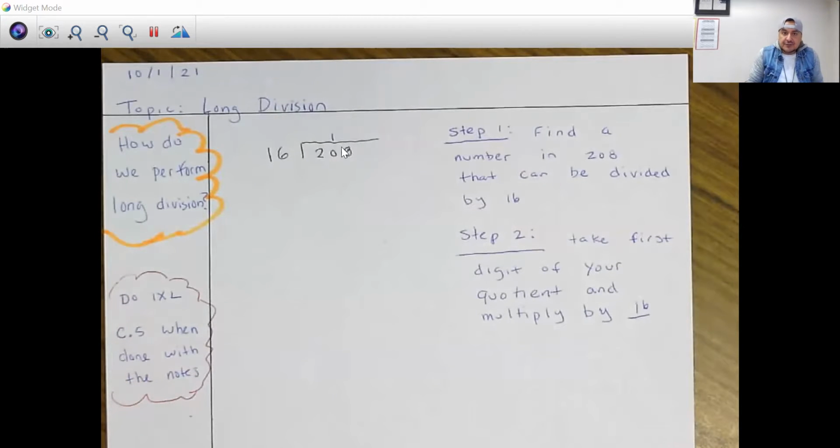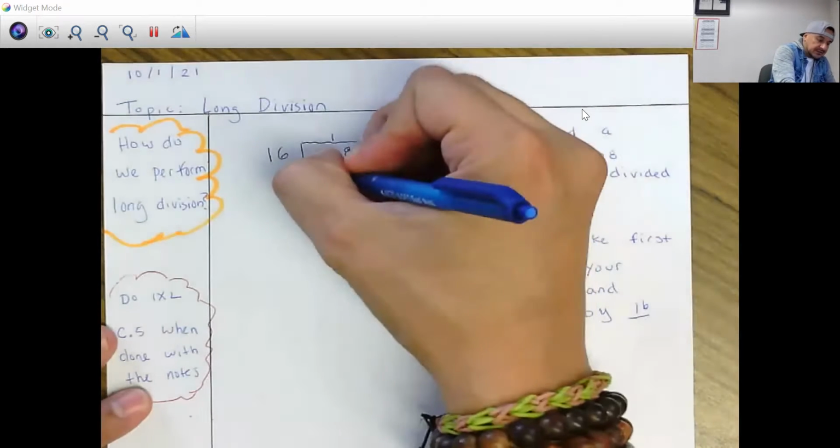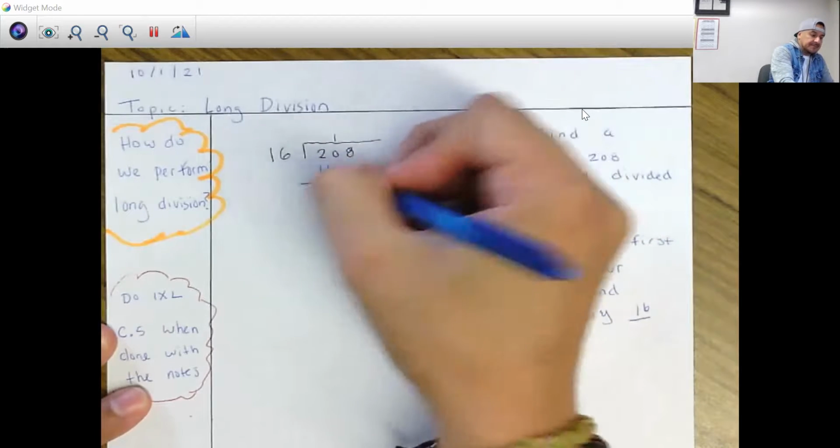So this is so far our quotient has a 1 in it. It might just be 1, we don't know. I do kind of know, I guess. I know it's not going to just be 1. But this is the first digit in our quotient, right? So we're going to take that digit of that quotient, and we're going to multiply it by 16. So we're going to take 1 times 16, which is 16, okay?